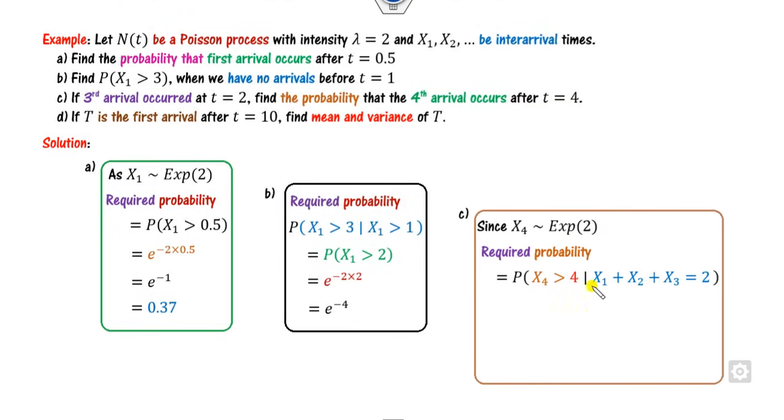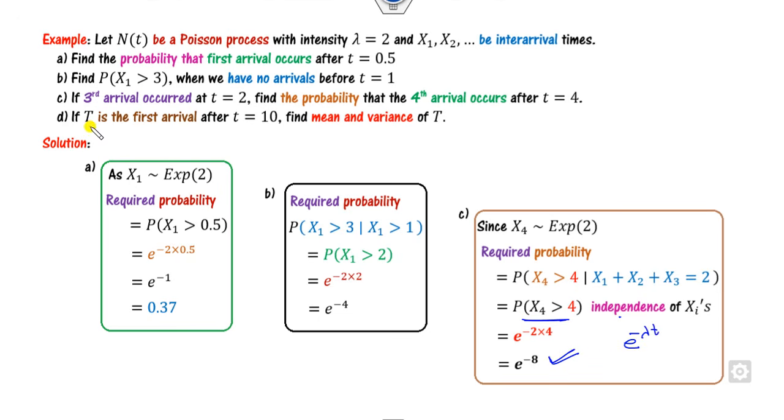Now what is the meaning of that? Since the inter-arrival times are independent, each of the xi's is independent. What is the probability of A given B when they are independent? That is the probability of A only. So we can write it like this. Because of independence, again we can use this concept here.